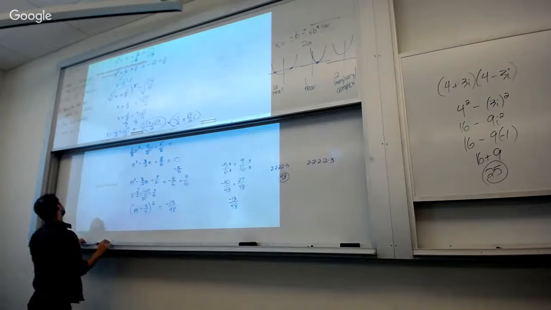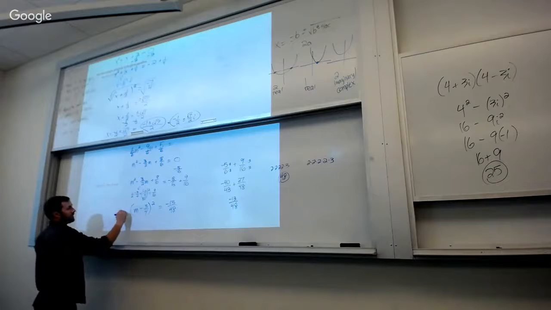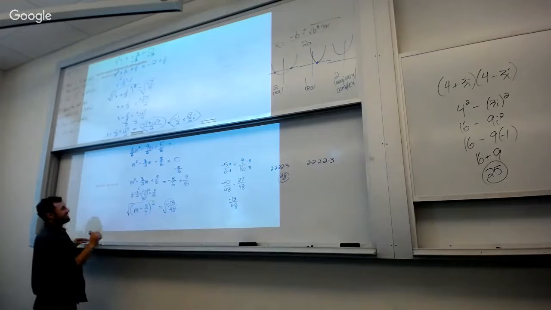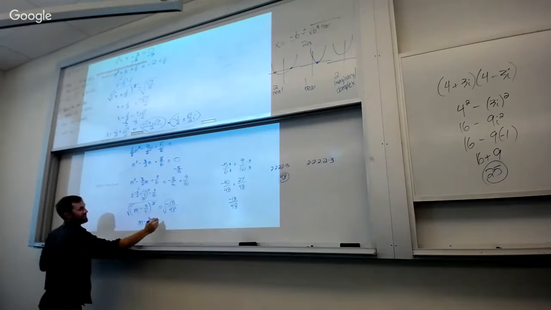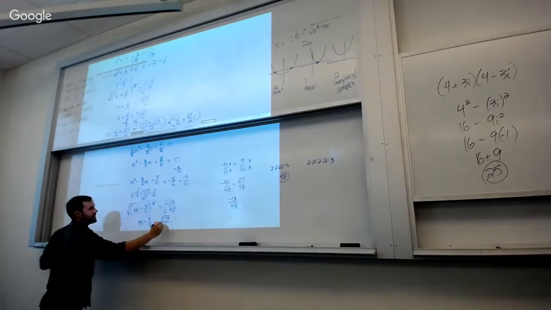All right, now we're ready to do what? Yeah, square root, say root. Yeah, there you go. Square root both sides, that cancels it out. M minus 3/4 equals the square root of all that. Now, that'd be the square root of negative 13 on top and the square root of 48 on bottom.